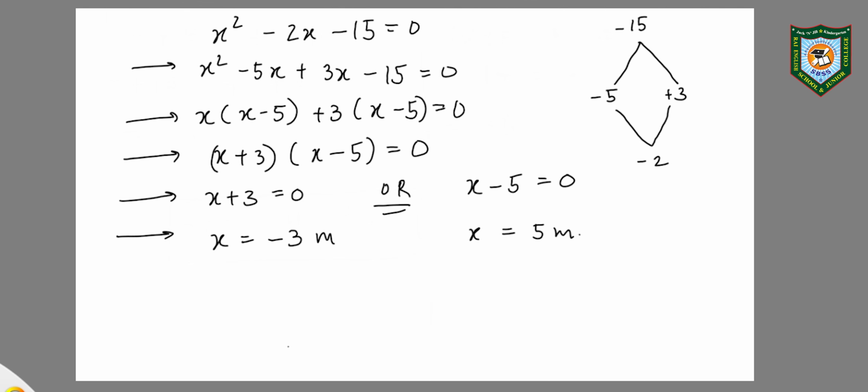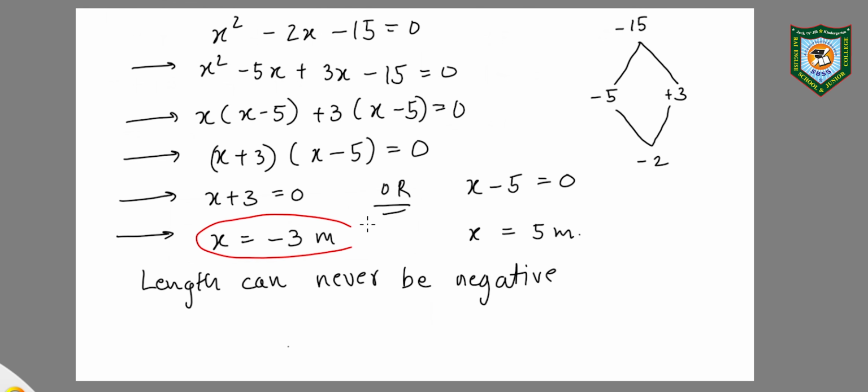So this means that length can never be negative. Length can never be negative. So if length can never be negative, that means this solution becomes completely not usable. So I am left with x is equals to 5 meter.